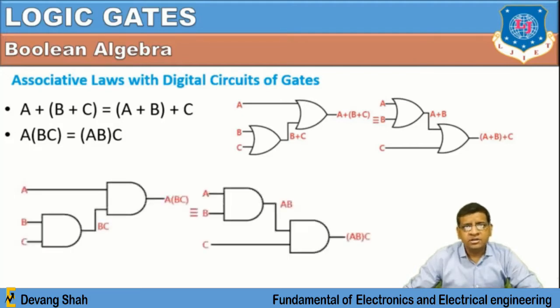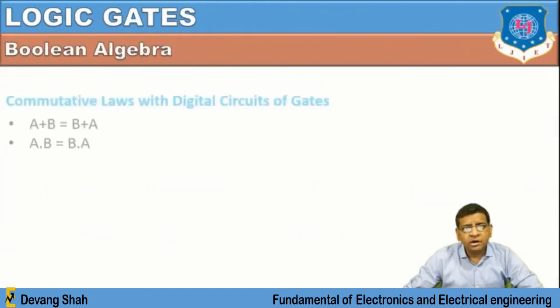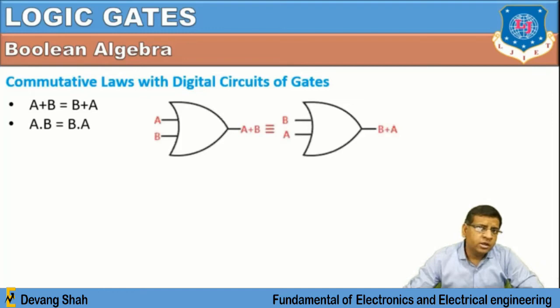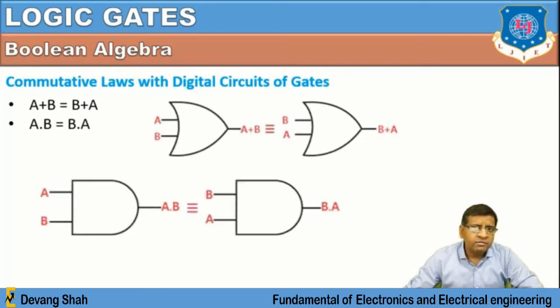The same logic you can also apply with the help of the AND gate, right? Another law is called the commutative law. We all know that A plus B is equal to B plus A in Boolean algebra, and in the same way A dot B is equal to B dot A, right? That is also implemented using the OR gate and AND gate, where you can also take 3 inputs like A, B, C, like A dot B dot C, that is equal to C dot B dot A. In that way you can implement the commutative law.